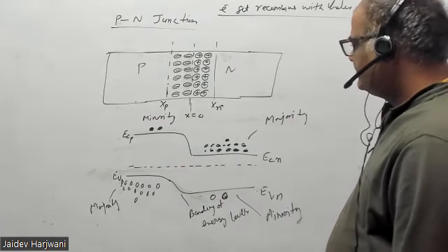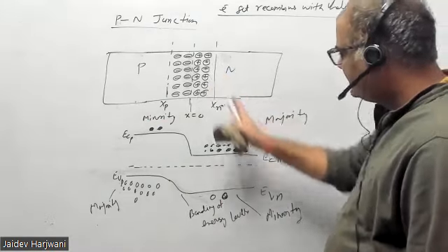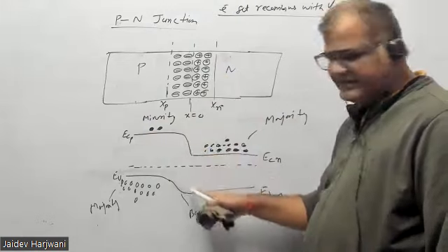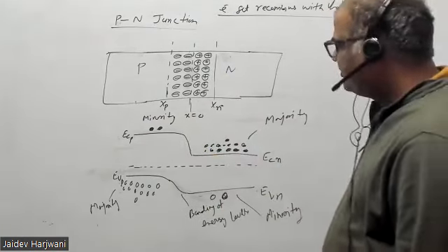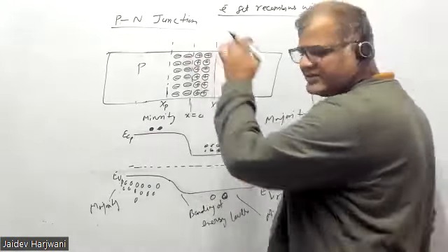Now, when some electrons leave from here, a barrier arises. Barrier arises means what? Because this becomes positively charged and this becomes negatively charged.